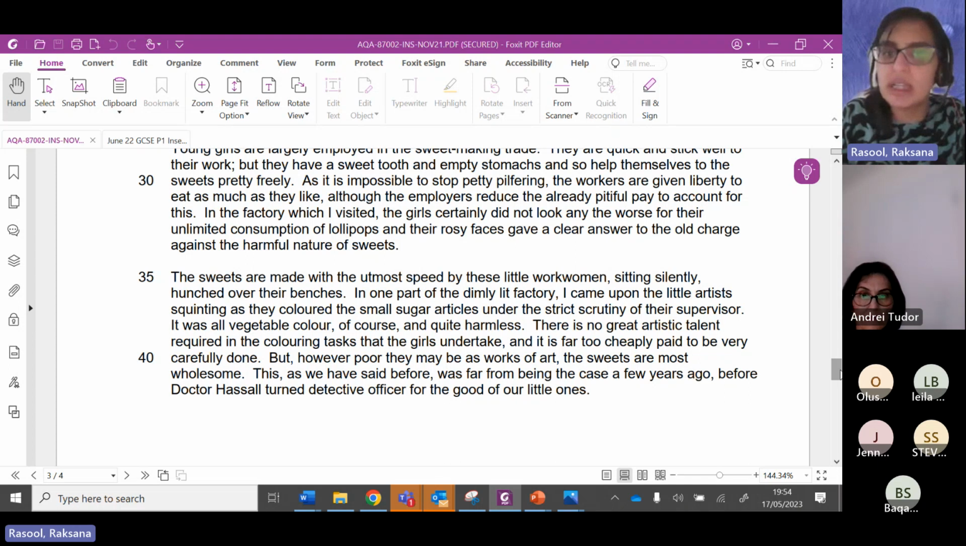There is no great artistic talent required in the colouring tasks that the girls undertake, and it is far too cheaply paid to be very carefully done. But however poor they may be as works of art, the sweets are most wholesome.